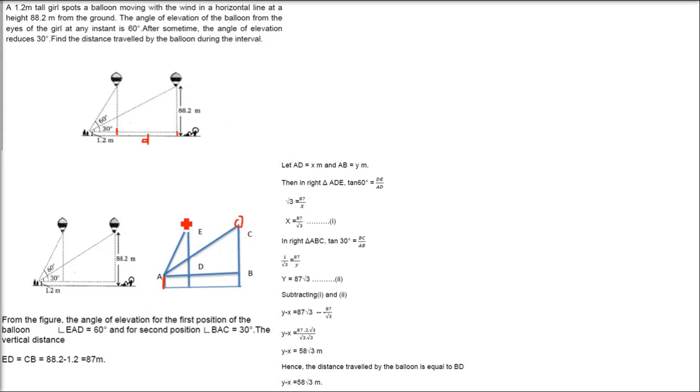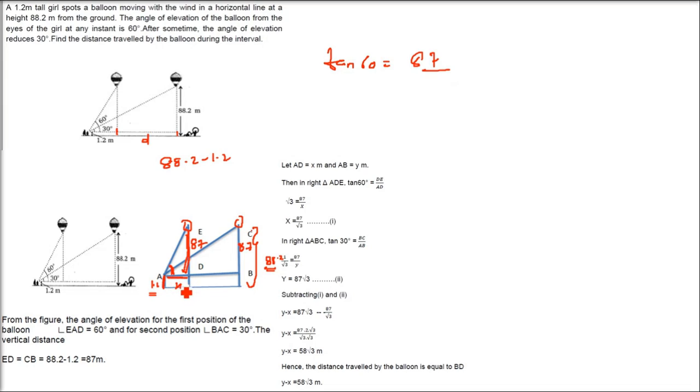So here is the girl standing. This is the balloon, this is the balloon. Now this 1.2 meter is the height of the girl, and the height of the balloon from the ground is 88.2. So first we have to subtract the girl's height. So 88.2 minus 1.2, because we want this height. In order to make this trigonometry possible, we have to take this triangle. This angle is 60 degrees. So tan 60 is perpendicular by base. It's 87 by base.